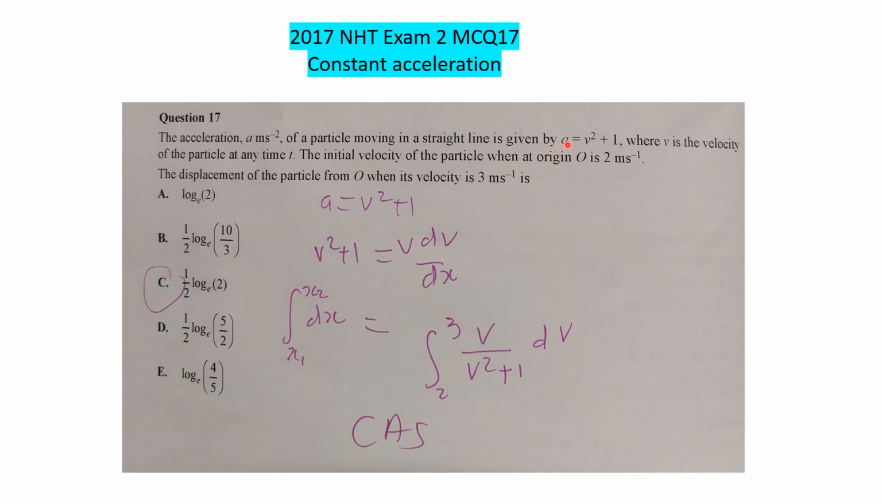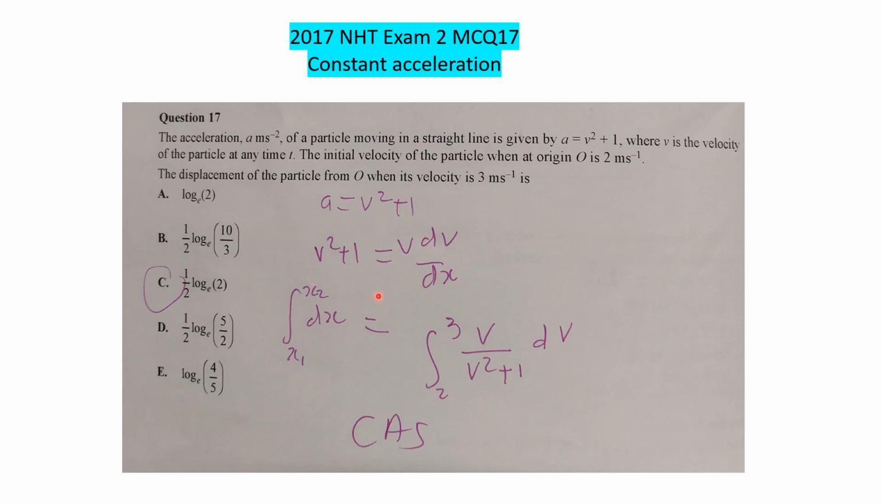Since you are given a in terms of v, and you are asked to work out displacement, that's why you want to use this form here, because you have x in it, and x is a position which will give you displacement. So the first step is to identify which form to use.